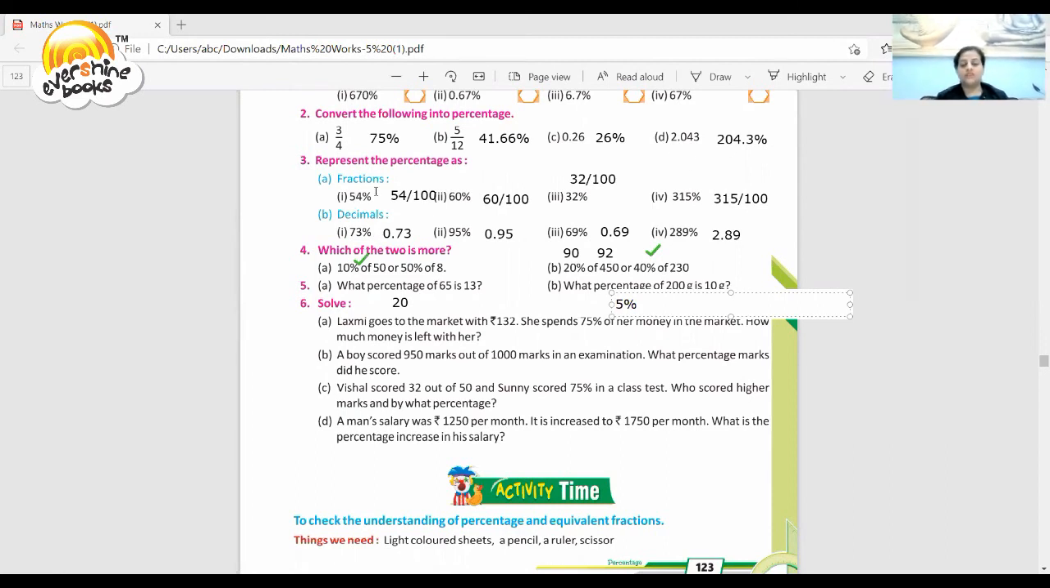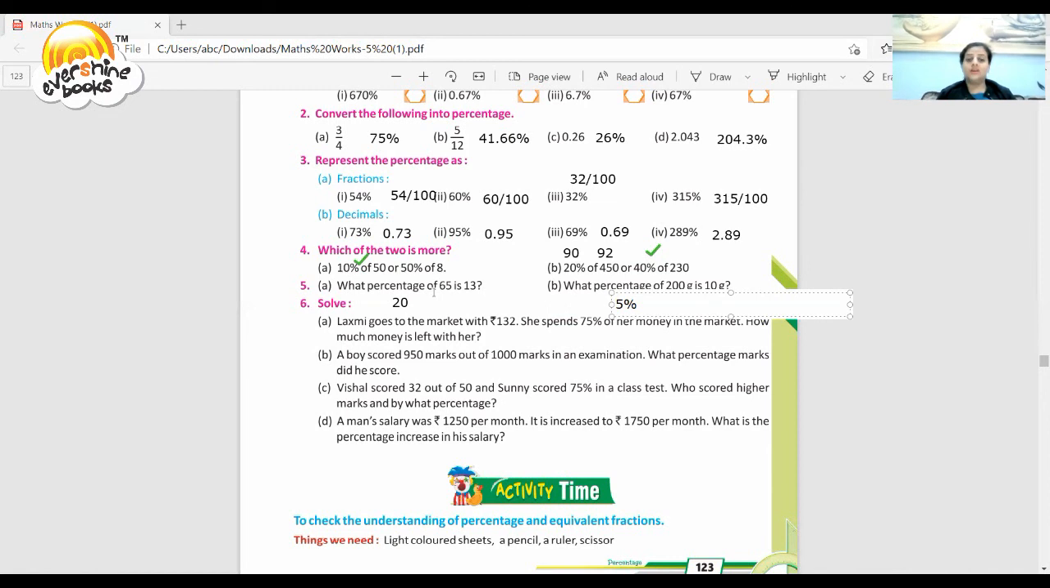Now fractions, if we want to write a fraction, it should be in the lowest terms also. 54 upon 100, 60 upon 100, 32 upon 100, 315 upon 100. And if we want to do decimals, we have to put a decimal point before two digits. So 73% means 0.73, 95% means 0.95, 0.69 and 2.89 is the answer.